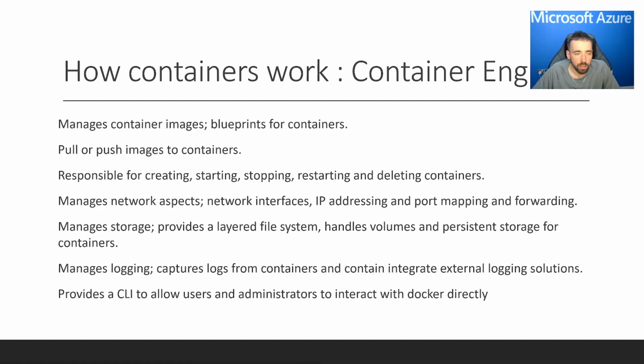Next, we have the container engine. So a good example of this is the Docker engine, and this is what we install on top of the operating system where we want to run Docker containers. And the container engine manages container images, which are the blueprints for containers. They pull and push images to container registries. They're responsible for creating, starting, stopping, restarting, and deleting containers. They manage network aspects, including network interfaces, IP addressing, and port mapping and forwarding.